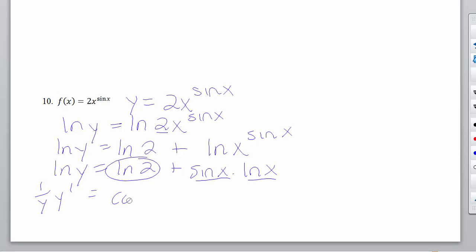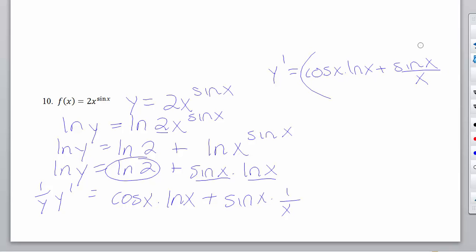Okay, so then I would have to use the product rule with sine x natural log of x. So the derivative of sine is cosine times natural log of x plus sine times 1 over x. And then I would just multiply by y to get the y prime. So my final answer would be cosine x times natural log of x plus sine x over x times the original problem, which was 2x to the sine x. Okay, so you're going to just have to recognize when you have to use this type of differentiation. You can use it in other cases, but anytime I have an x in the base and the power, I have to use logarithmic differentiation.